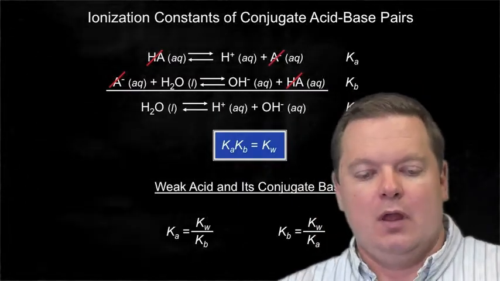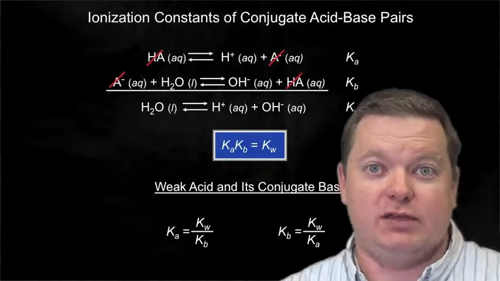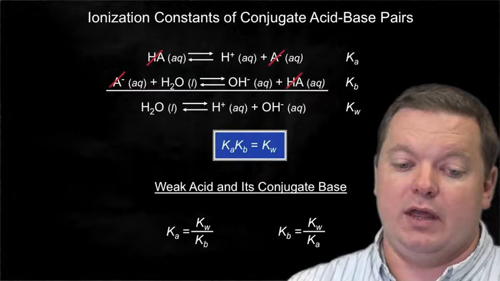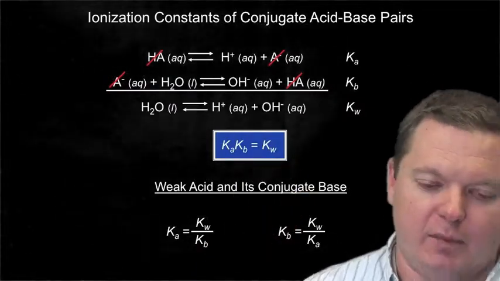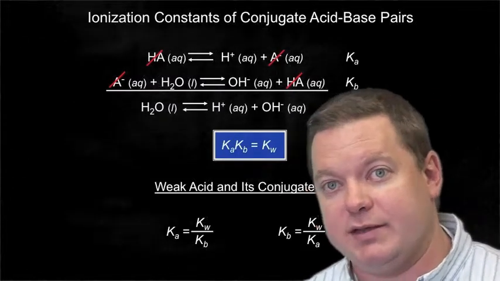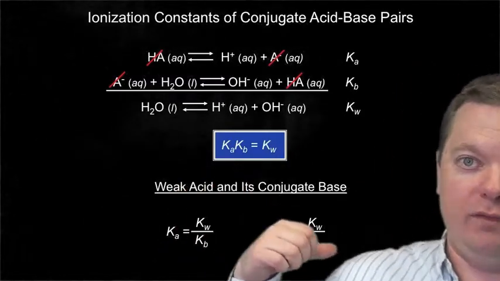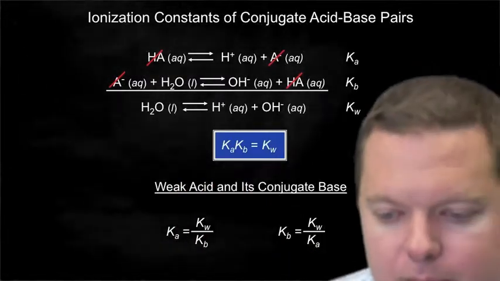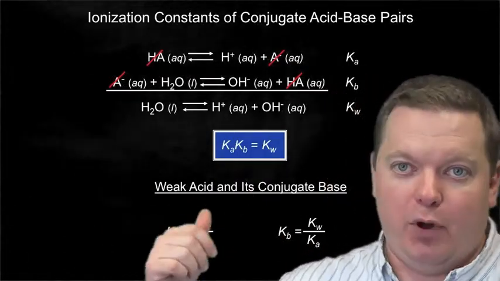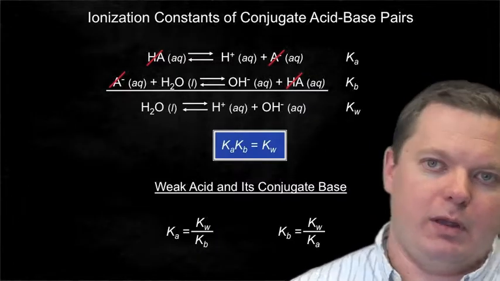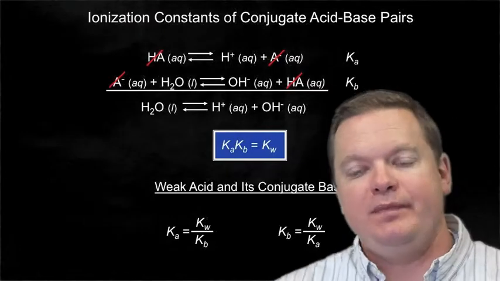So if we have a salt of a weak acid, which would be a weak base, we can solve for its Kb by taking Kw divided by Ka. Or if we have a weak acid as the conjugate of a base, we can take Kw divided by Kb to get Ka. So these conjugate pairs are related both in strength, but also through this expression: Ka times Kb is equal to Kw.